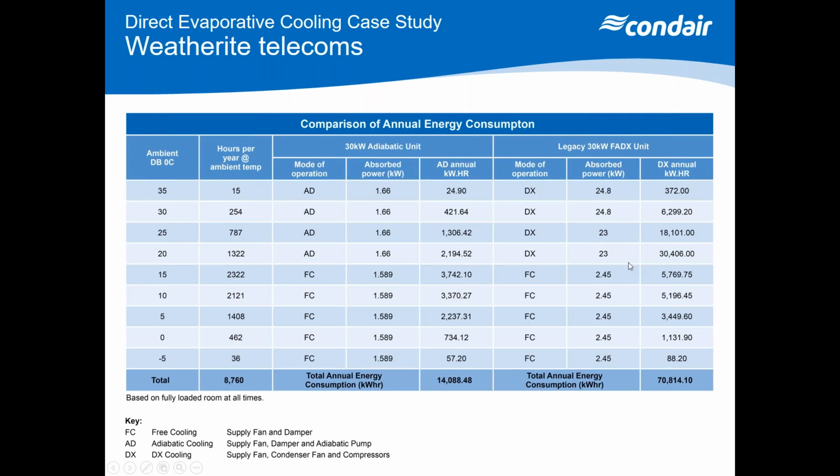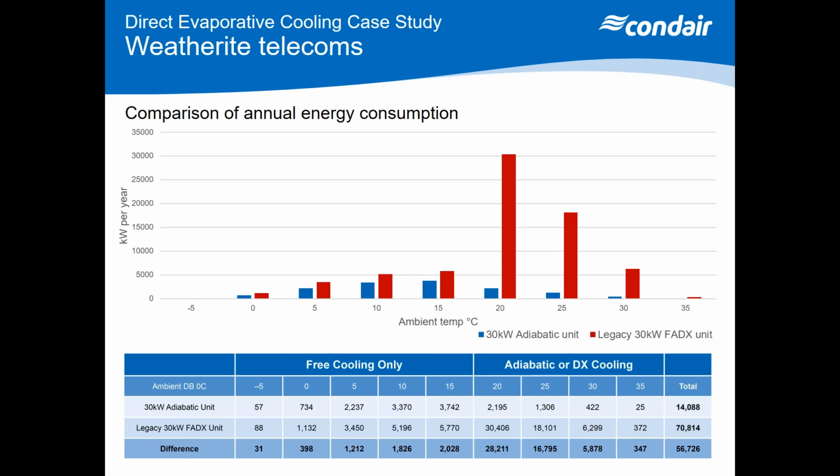And when you calculate the cumulative effect of the run hours between the 30 kilowatt free air and direct expansion unit as opposed to the 30 kilowatt adiabatic unit, you can see the annual energy consumption for the legacy unit being 70,814 kilowatts, as opposed to 14,088 kilowatts for the adiabatic unit. It's a huge, huge reduction in energy.